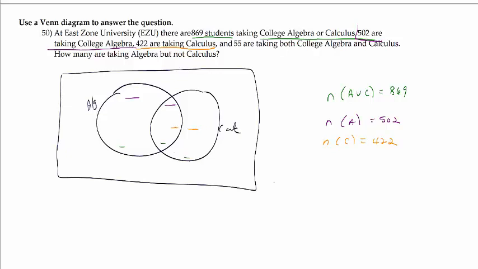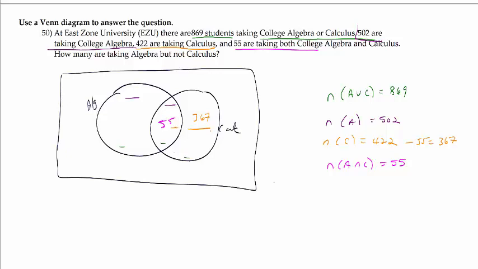And then lastly, I am given that 55 are taking both. So the number of those taking algebra and calculus is going to be 55. So 55 goes in the middle. Perfect. Now I can work my way out. Now that I have 55 in the middle, I can figure out how many took just calculus. For calculus, there's a total of 422, but there were 55 in the middle. So that's going to leave me with 367. So 367 go here.